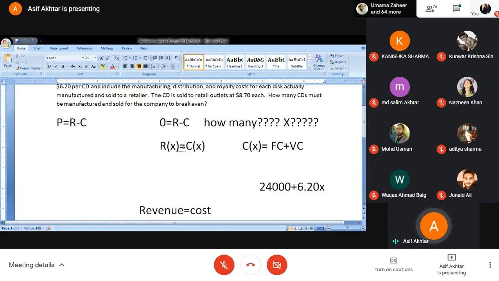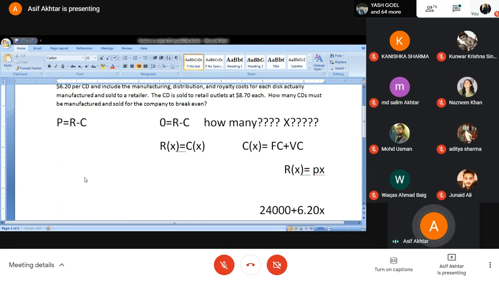Now let us take up the revenue function. As per the definition, revenue is nothing but per unit price multiplied with the quantity, that is X. Now let's find it out. Per unit price is 8.70, multiplied with X. So this will become the revenue function, capital R of small x.